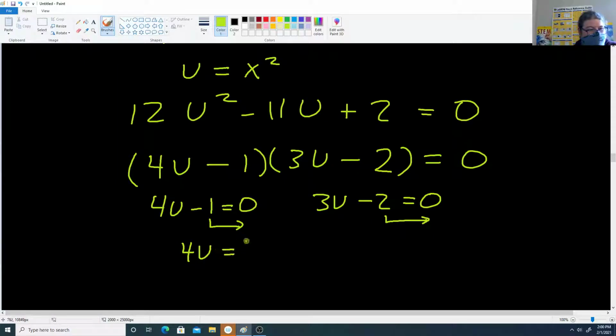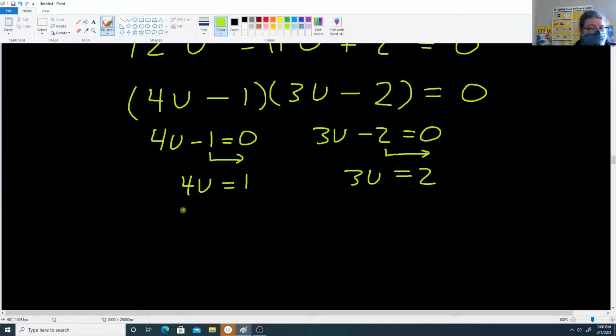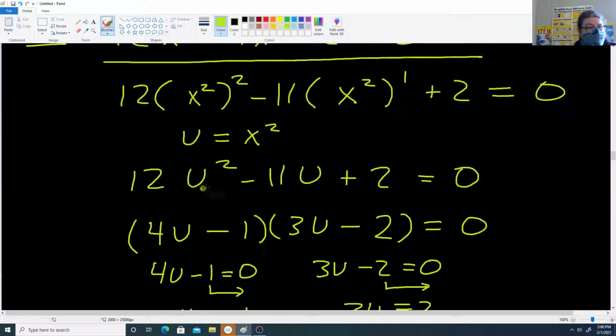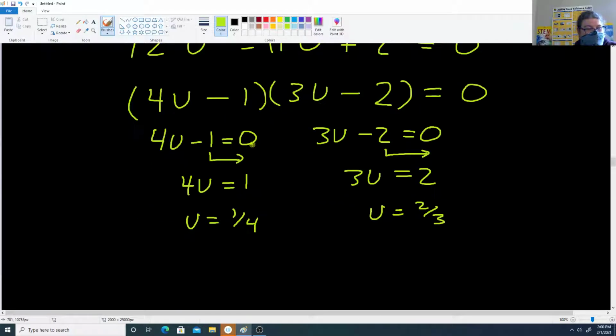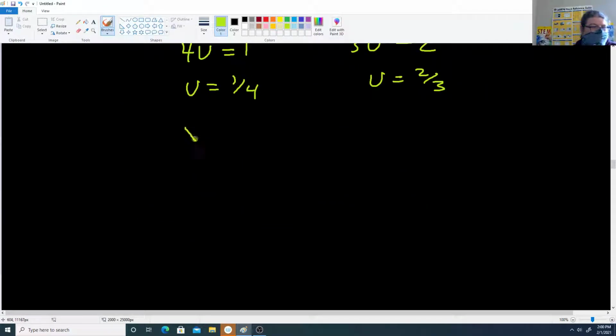We'll get 4u equals 1. We'll get 3u equals 2. Divide by 4, so u equals 1/4, and here we'll divide by 3. U equals 2/3. U is actually x squared, so now to get our solutions in terms of x, this is x squared is 1/4, and this says x squared is 2/3.